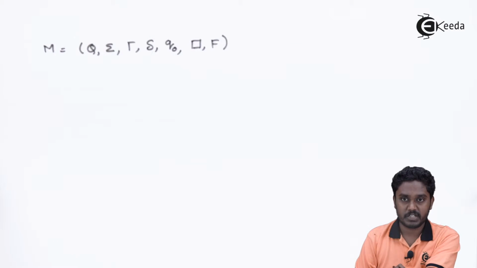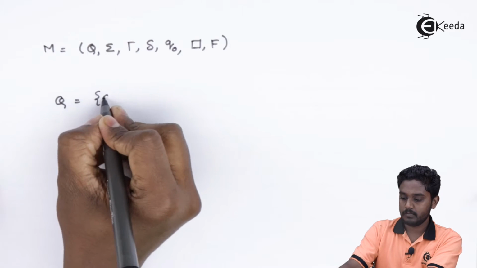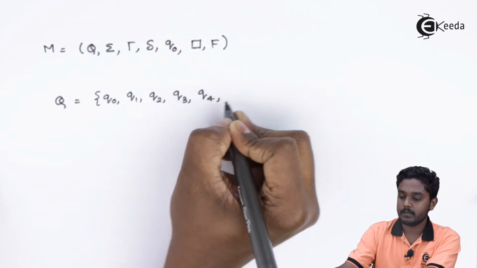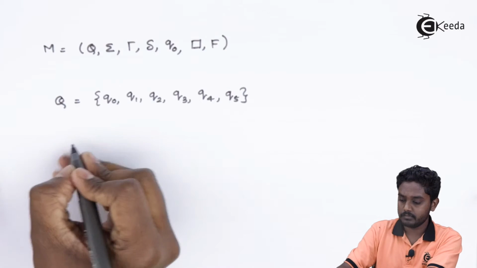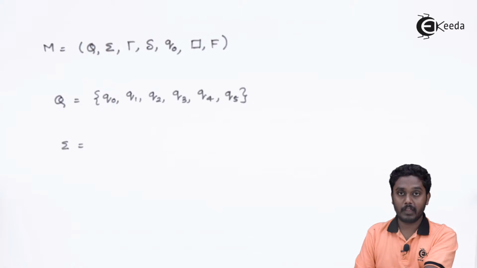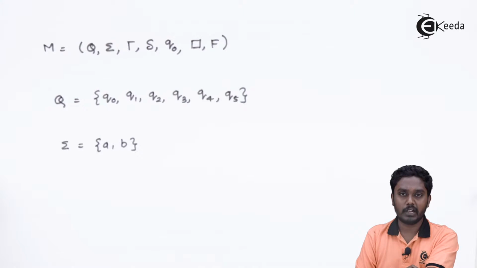Over here for our machine, Q will contain all the states Q0 through Q5. Sigma would contain the alphabet. Alphabet is having A and B. Tau would contain A, B along with the blank symbol.